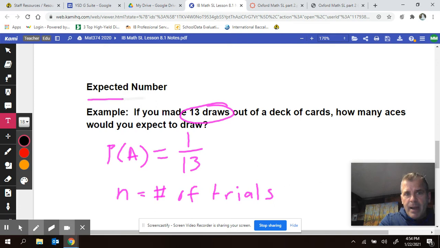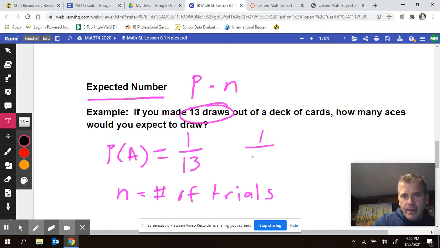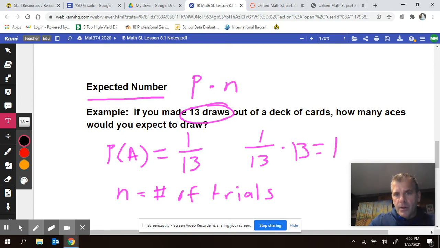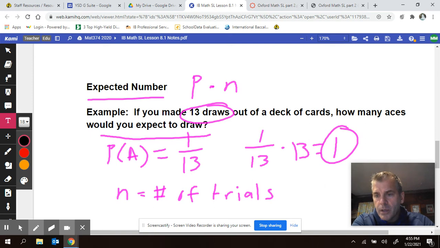To find your expected number, you multiply the probability of what you're doing times the number of times you do it, the number of trials. So our expected number in this case is 1/13th times 13, because we did it 13 times. This should make sense. That results in 1. In other words, how many aces would you expect to draw? If you drew 13 cards, you would expect at least 1 ace to show up.